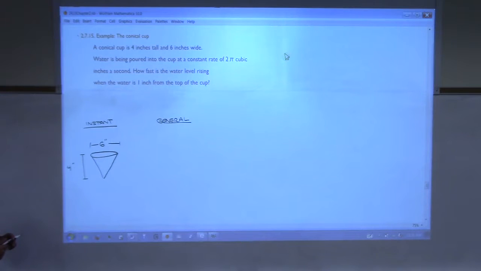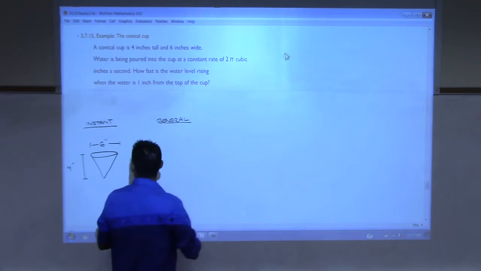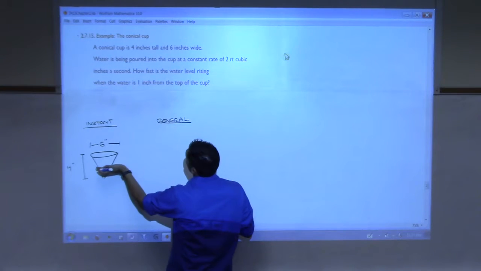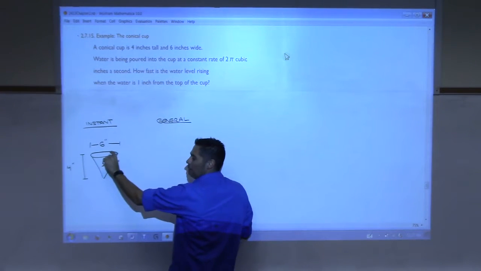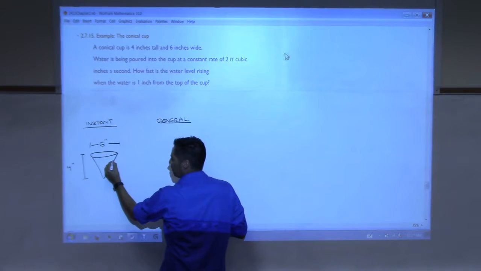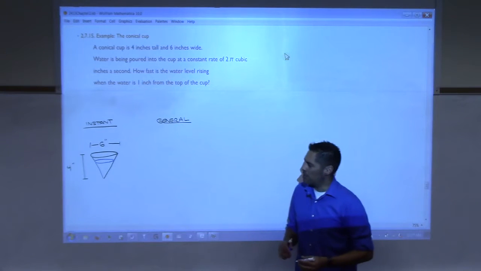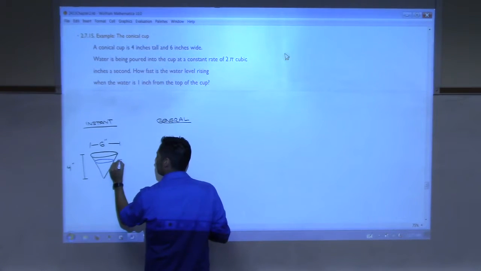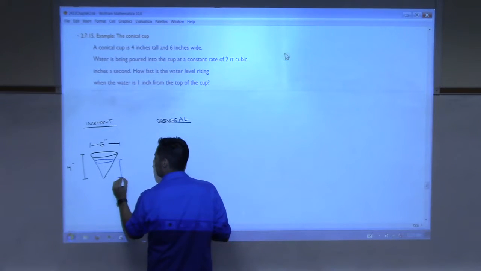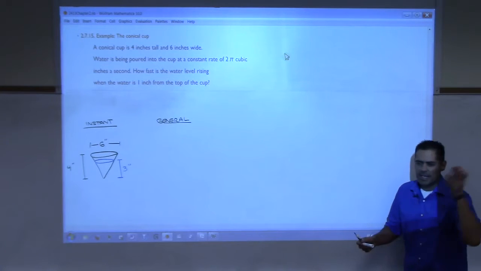About 3 inches. So let me draw my instant in time here. My water level is coming up. I want to know how fast it's rising when it's 1 inch from the top, which means that the water level is somewhere around here. Close enough? And then let me label that. That is 1 inch from the top, which means it is 3 inches high. That's the instant in time.